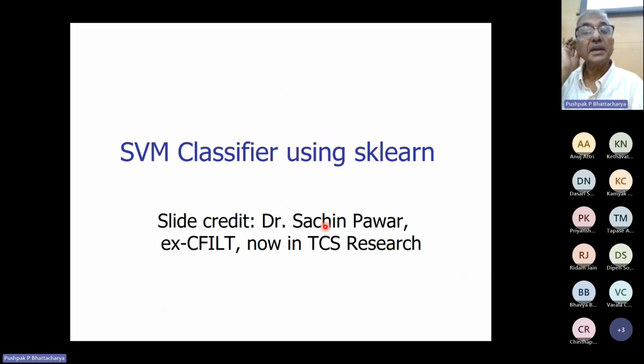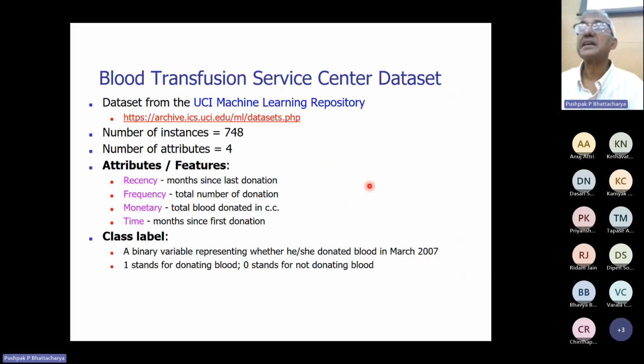Now, this week in the lab, you will have to create an SVM classifier for a set of data points, which will be specified to you in the lab. And for that, you will have to use the sklearn package. I think some of you have already started learning it from the lab.